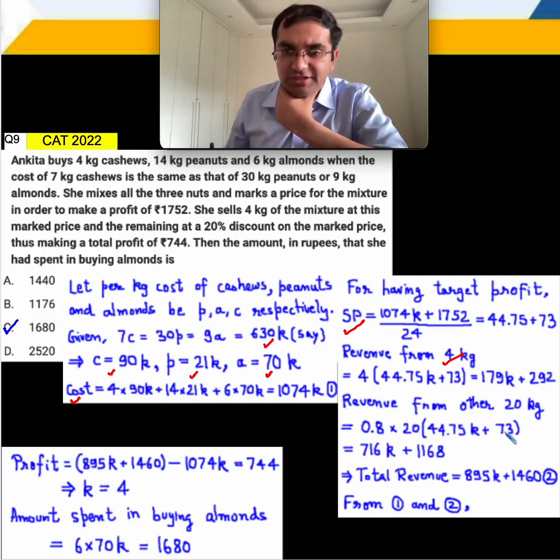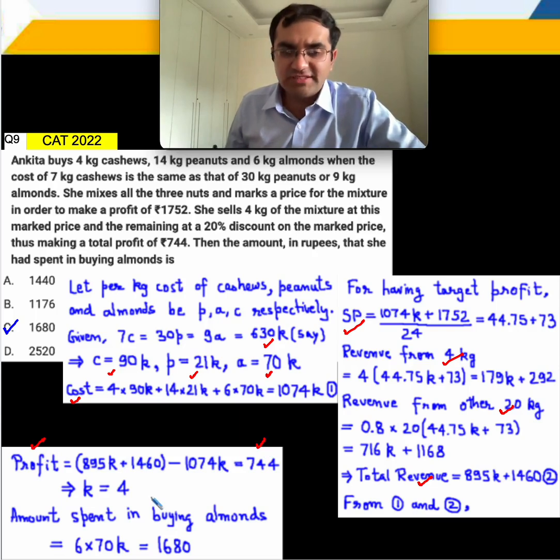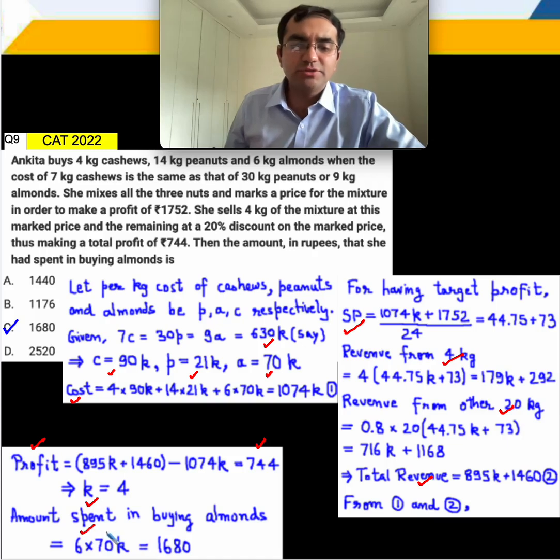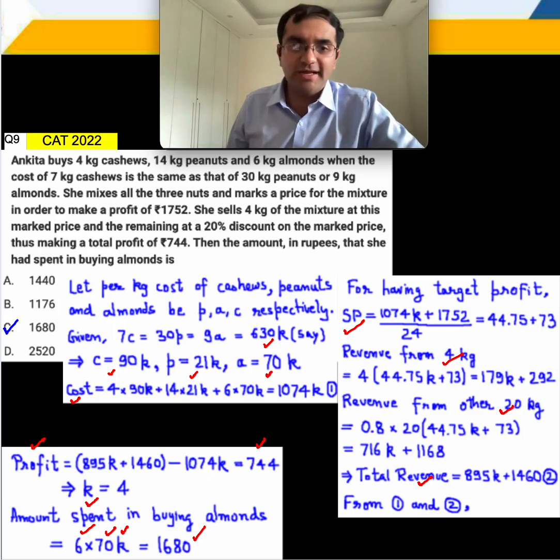We sold 4 kg, then 20 kg, so the total revenue came. The total revenue minus cost turned out to be the total profit, which was given as 744. From there you got the value of K, and the amount spent in buying almonds was 6 into 70K. Putting in the value of K, you get the answer as 1680. And this was a very tough and lengthy question to solve. That's question number 9. Answer is C part.